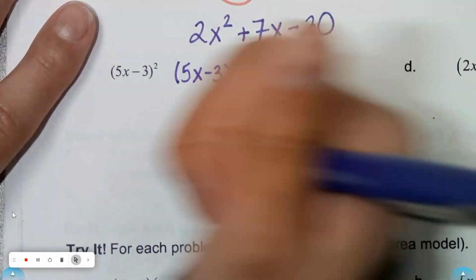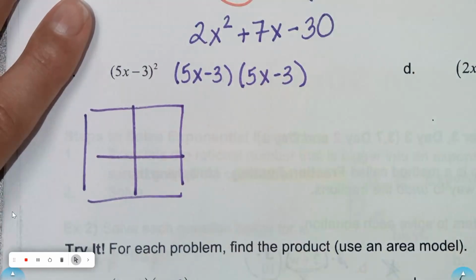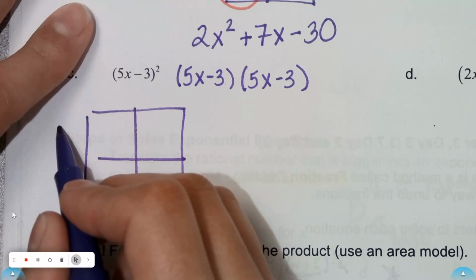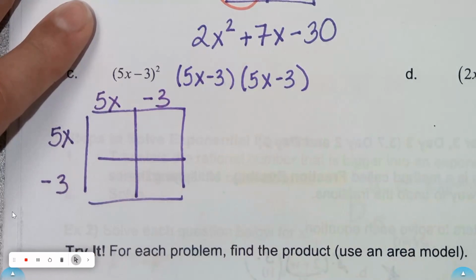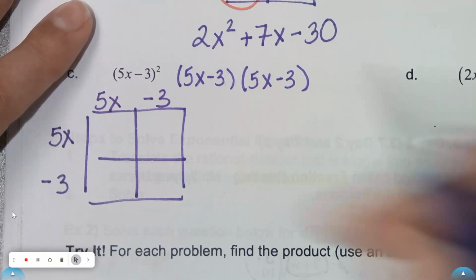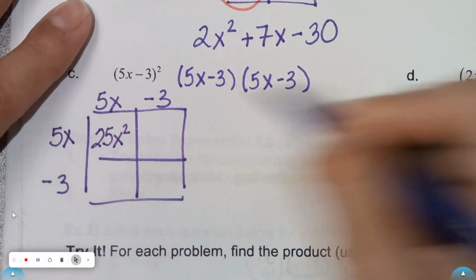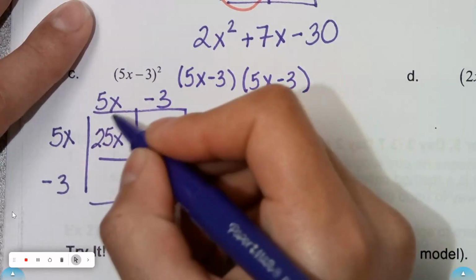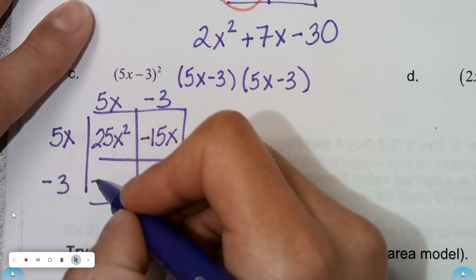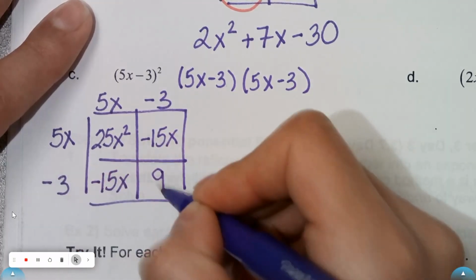Okay, because then from here, I could draw my box. So I'll do my box over here. I just have the same thing twice, so it doesn't matter where it goes. I have a 5x minus 3, and then I have a 5x minus 3. And then I'll multiply to get my stuff inside of the box. So 5x times 5x is 25x squared. Negative 3 times 5x is negative 15x. 5x times negative 3 is negative 15x. And negative 3 times negative 3 is positive 9.